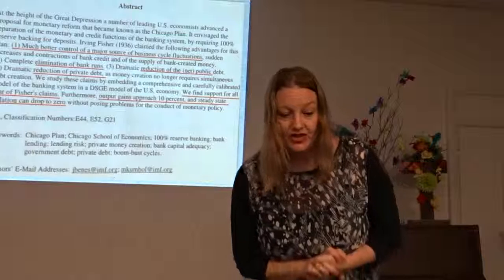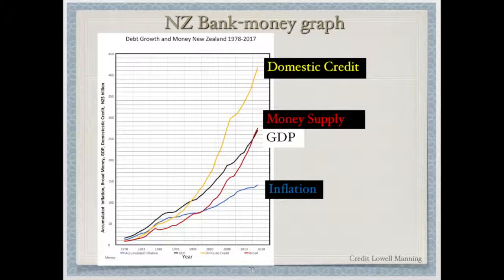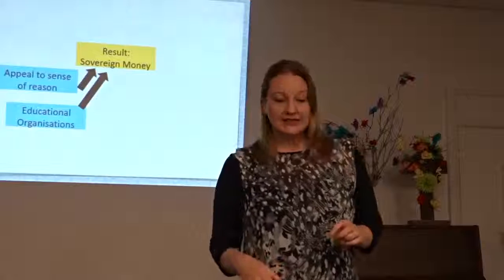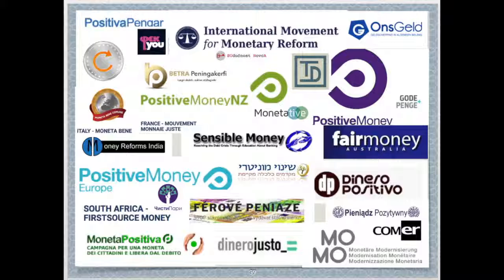Output gains approach 10%. Last year, nearly $20 billion in new money went into the economy, and we didn't get a hyperinflationary crisis. And they not only exist here, but these organisations are all over the world. And they're trying to get enough people involved so that the people that have got the power to make change can hear the question: why don't we have a monetary system that works for people and planet?